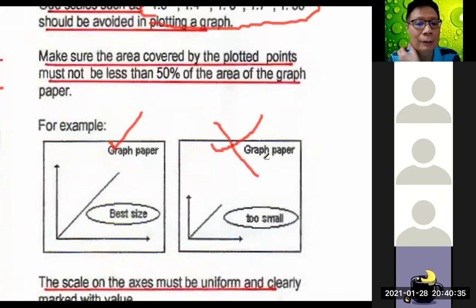So remember, the size of your graph, your end product, is very important. After you finish everything and plot the graph, if you realize the graph is too small, you have to change the scale to make your graph bigger. Because when a graph is too small, smaller than half of the page, the examiner will not mark it, just cross it. Graph must be big enough, okay?